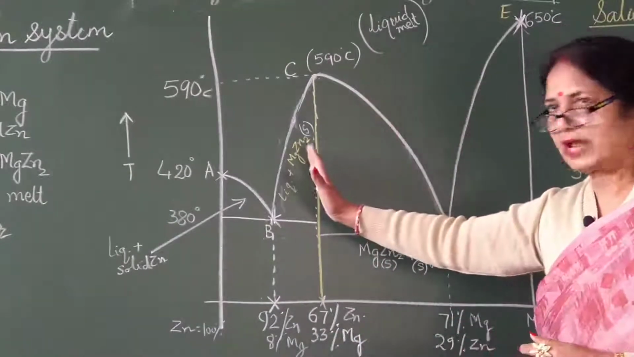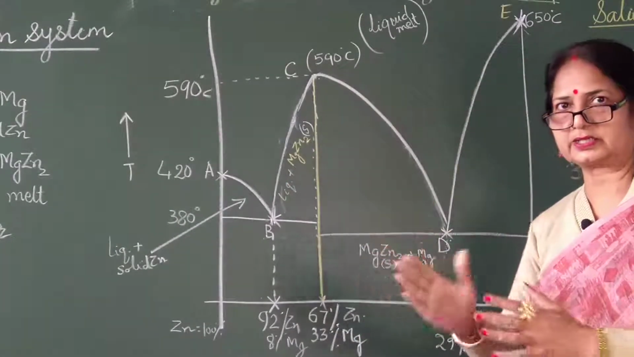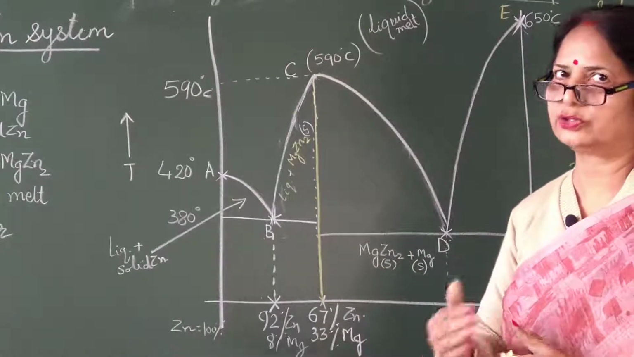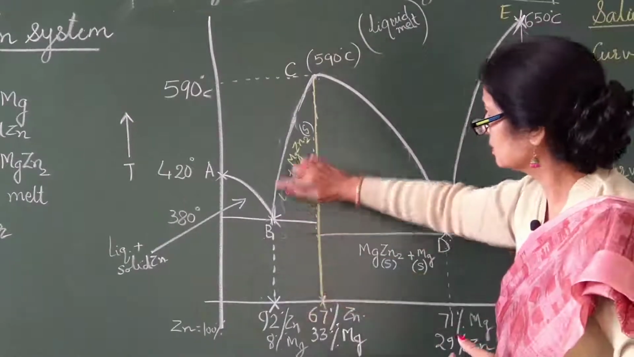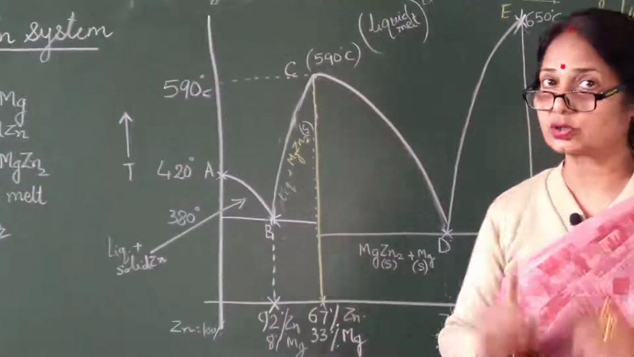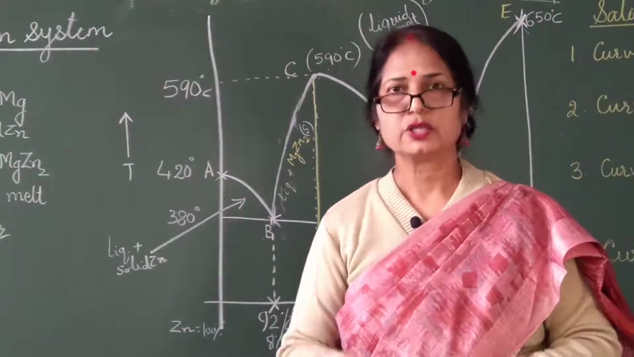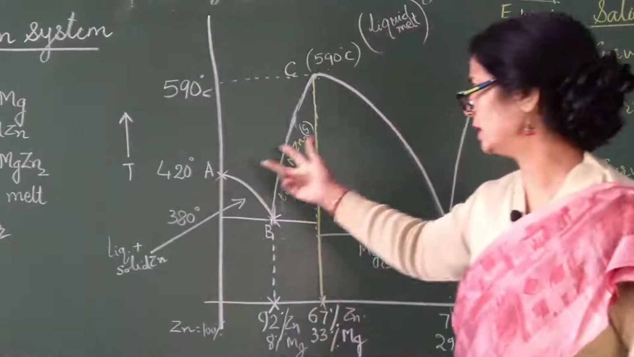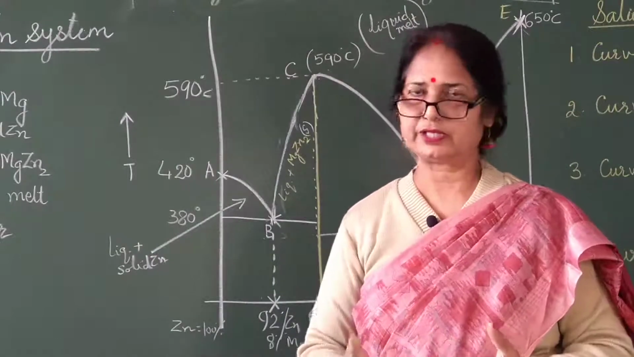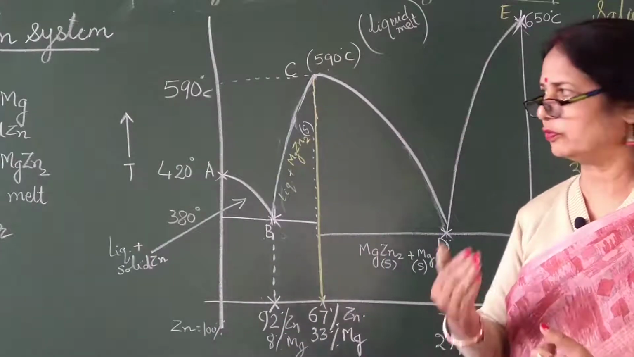And here what will happen? MgZn2 will again start separating out and the added magnesium will go into the melt. So this curve represents the equilibrium between the liquid melt and the solid MgZn2. So 2 phases are in equilibrium over here for a two component system. So the curve will be univariant. F dash will come out to be 1.